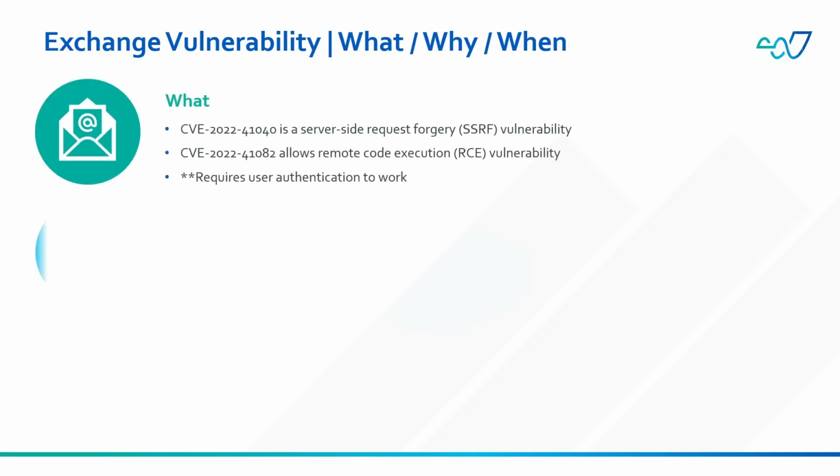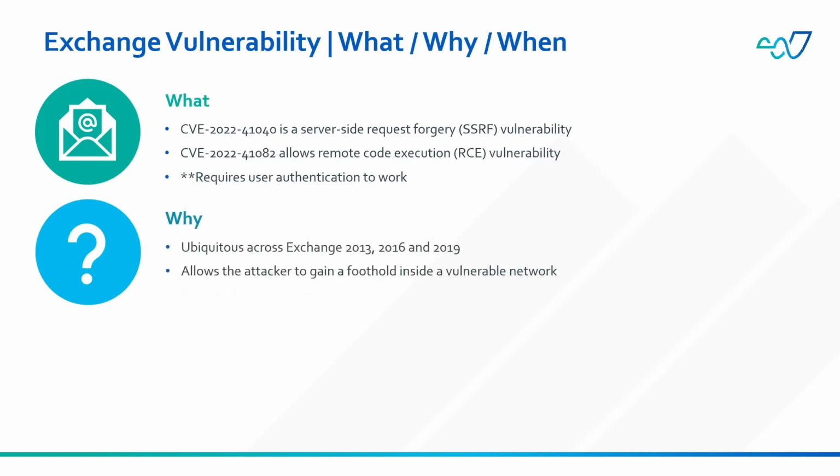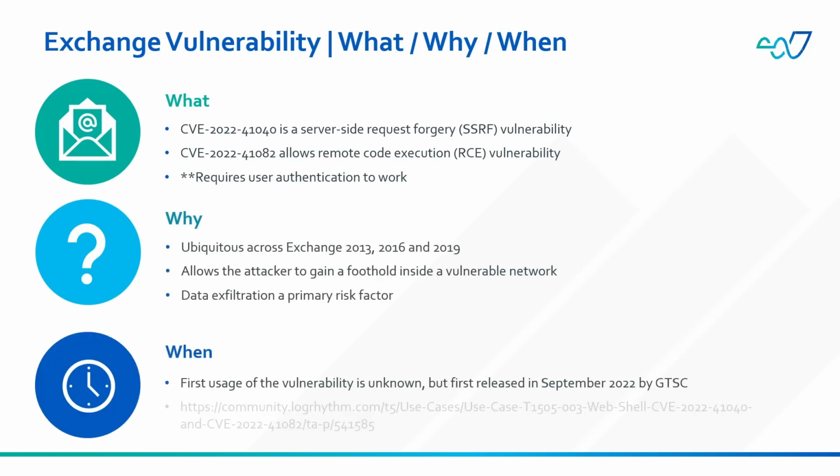CVE-2022-41040 is a server-side request forgery vulnerability. This is a web security vulnerability that allows an attacker to induce a server-side application to make requests to an unintended location. The second vulnerability, CVE-2022-41082, allows remote code execution when PowerShell is accessible to the attacker on Exchange.